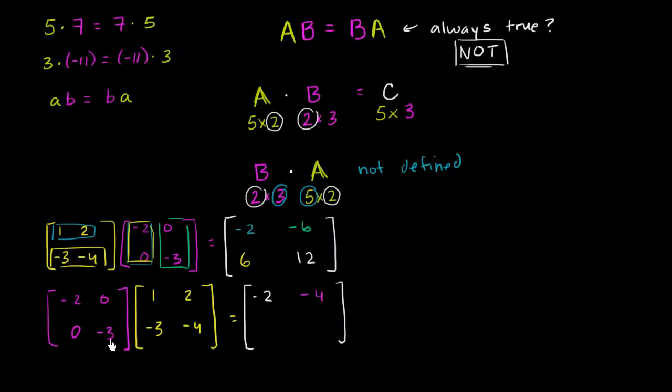So this entry right here is going to be the second row, first column. 0 times 1 plus negative 3 times negative 3 is positive 9. Once again, doesn't match up. And then finally, 0 times 2 is 0, plus negative 3 times negative 4 is positive 12. So that one actually did match up. But clearly, these two products are not the same thing. Even though both are defined, it matters whether you take the yellow one times the purple one or the purple one times the yellow one. Both of those result in a defined product, but we see it's not the same product. So once again, another case showing that multiplication of matrices is not commutative.